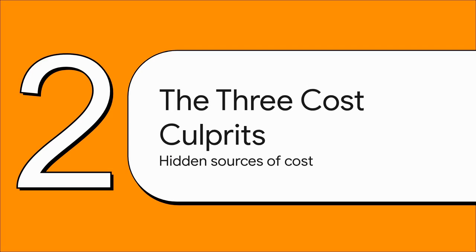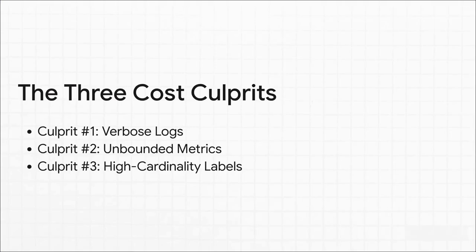In Section 2, we're putting a spotlight on the 3 main technical issues that quietly inflate your Google Cloud bill month after month. These are the things you really need to be hunting for in your own systems. And here they are, our 3 culprits. First up, verbose logs. Think of this as the system chatterbox that never shuts up. Second, we have unbounded metrics. This is the data that just keeps growing and growing, with no end in sight. And third, high cardinality labels. These are the little tags that seem harmless but actually multiply your data points into oblivion. Let's break each one down.